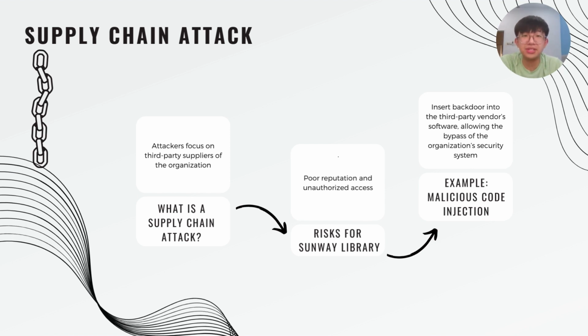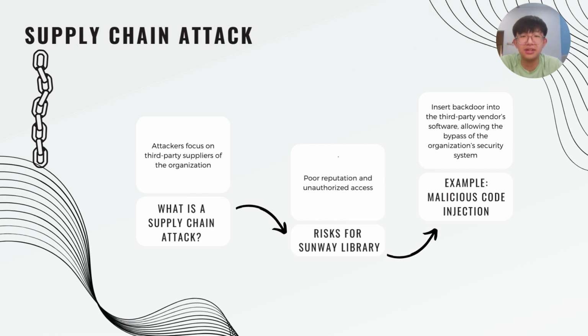Sunway Library relies on several third-party suppliers to receive research papers, online materials, and audio recordings, as well as to maintain their websites and databases. Most importantly, there is a vendor that provides Sunway Library with its cloud service system. If one of these providers is compromised through a supply chain attack, it could affect the security of Sunway's cloud environment, introducing vulnerabilities or backdoors into Sunway Library's system.